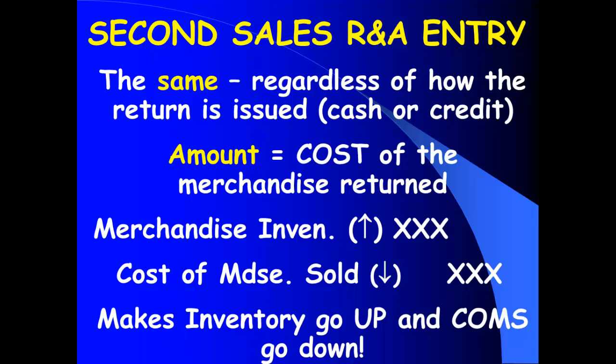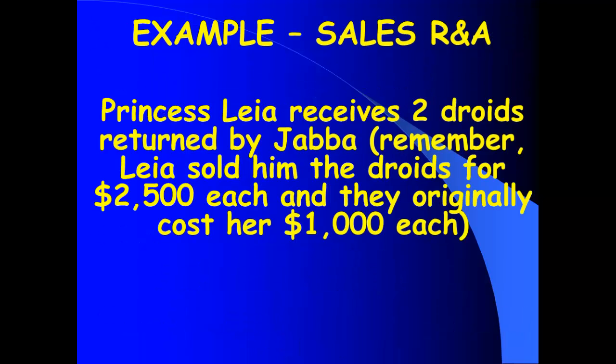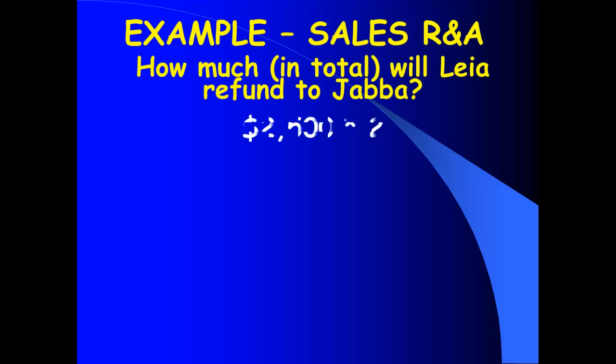So my journal entry, again, let's do an example. Princess Leia sold those droids to Jabba. She sold them for $2,500 each, and they cost her $1,000 each. She gets 2 of them back. Jabba didn't like 2 of them. He brings them back to her. Okay. How much money are we going to give him back? $5,000, $2,500 each times 2, $5,000.